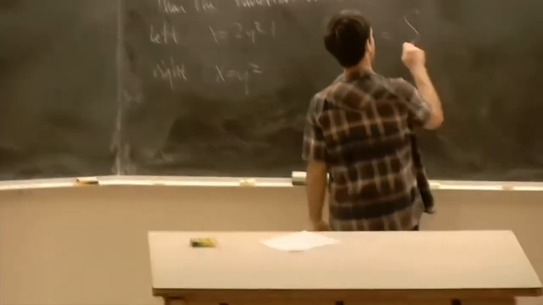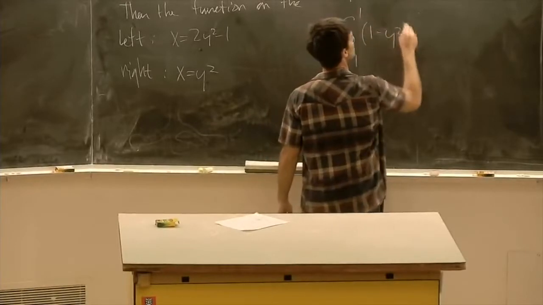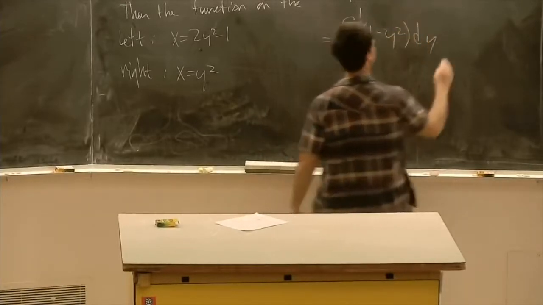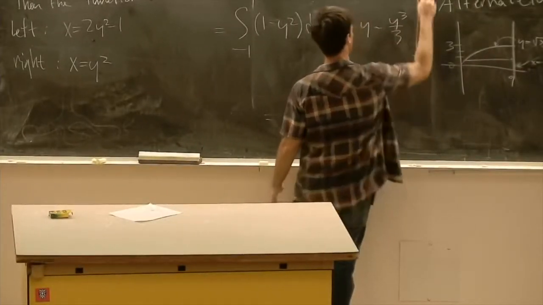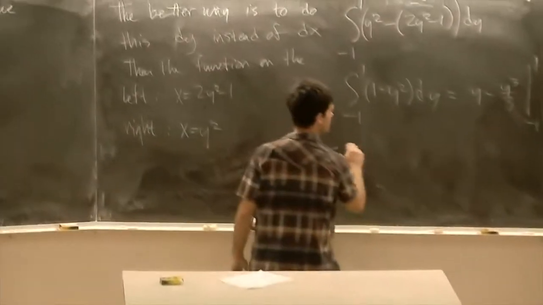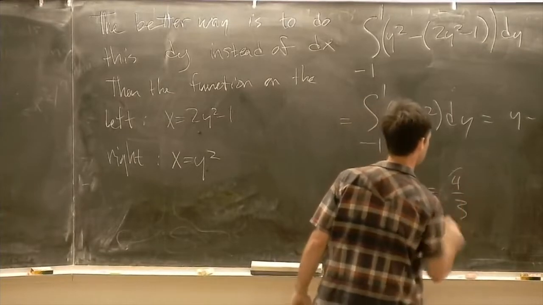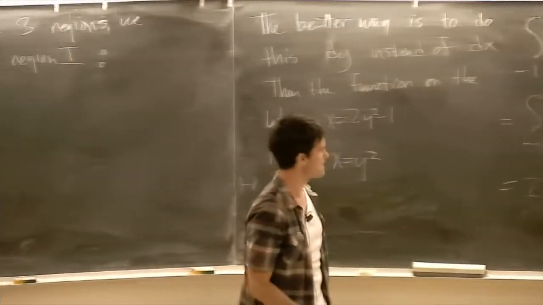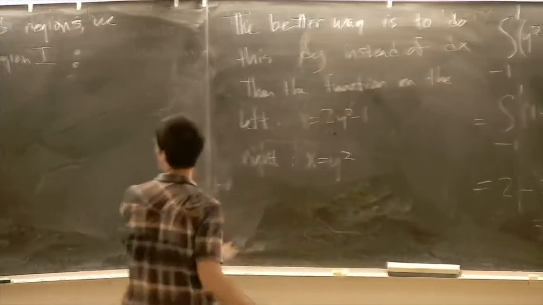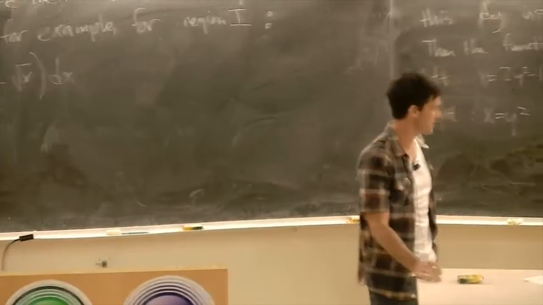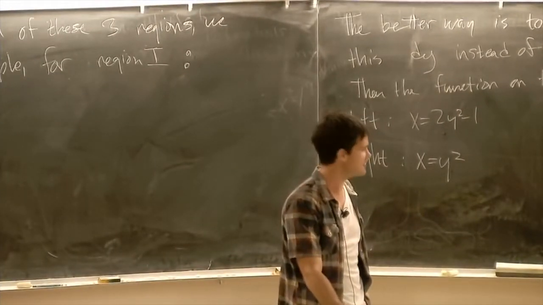Here, I'll just do it real fast to see what we get. We get the integral of 1 minus y squared dy. So that's y minus y cubed over 3 from -1 to 1. That's going to give us 2 minus 2/3, which is 4/3. And we're done. And trust me, this would have taken way longer if we did it in terms of x. It's quite a pain, actually, to do in terms of x.